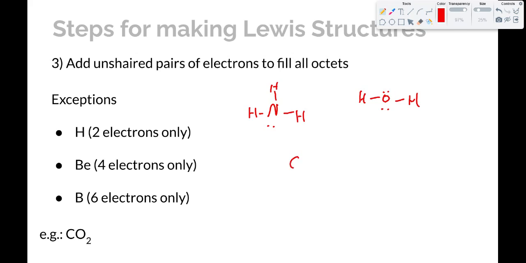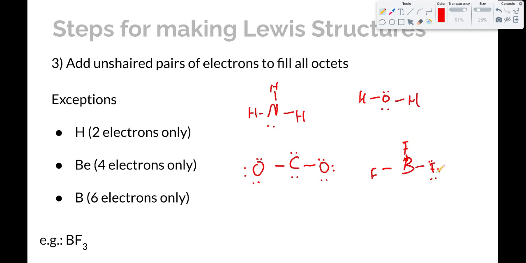CO2, carbon, oxygen's on the outside. Oxygens need 3 pairs of electrons to have a full octet, and the carbon needs 2 pairs because it's already making 2 bonds, and that's 4 electrons. BF3, we'll put the fluorines on the outside to make this skeleton. Boron, remember, is an exception. Its 3 bonds give it 6 electrons, and that's all it needs. Fluorine is not an exception, so each of these fluorines, which are making 1 bond, that's 2 electrons, is going to need 6 more, which is 3 pairs of electrons around each fluorine.